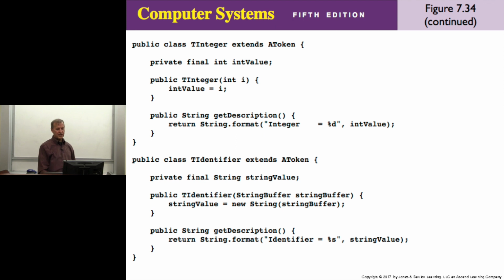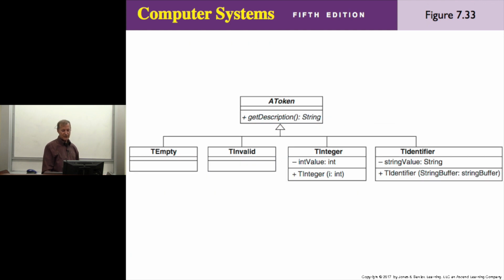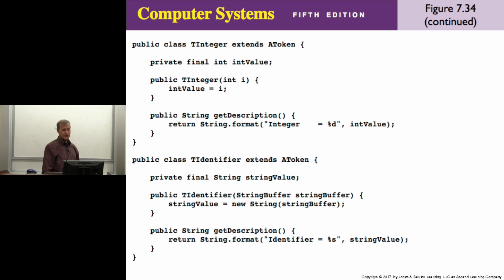Okay, now here on the next part of the slide is t-integer. Now, what does t-integer have? Let's go back to our UML class diagram. T-integer, what attribute does it have? What's the name of the attribute? Int value, and what is its type? Int. So let's go to the code, and you see private final int value. Everybody see that that corresponds to the UML class diagram, right?